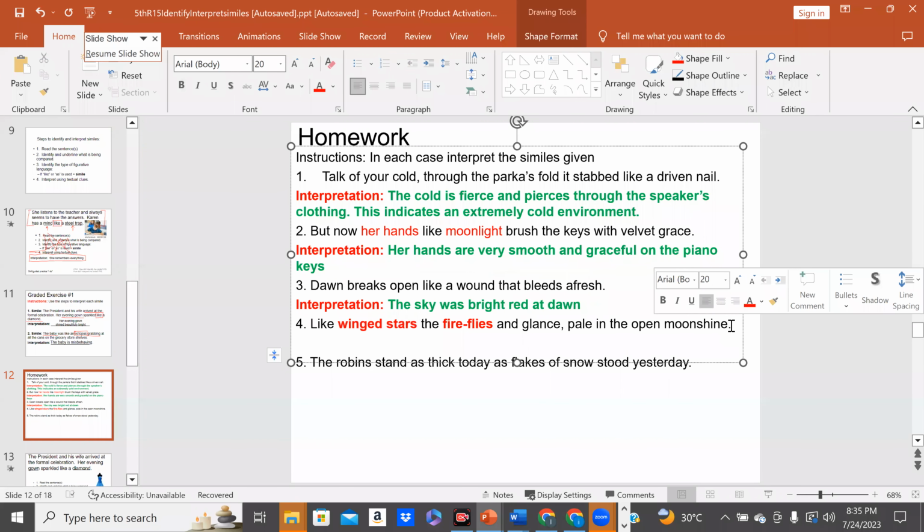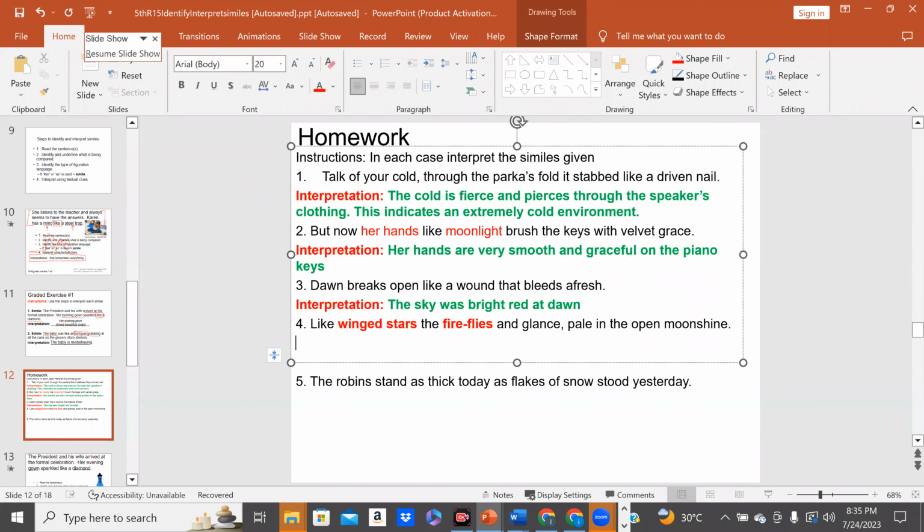So what is the interpretation now? They both light up. Very good. Someone else? What's the interpretation? They create light. What can we say about the fireflies if they're being compared to winged stars? They can fly. They're bright like stars, but they have wings. Very good. The fireflies are bright.